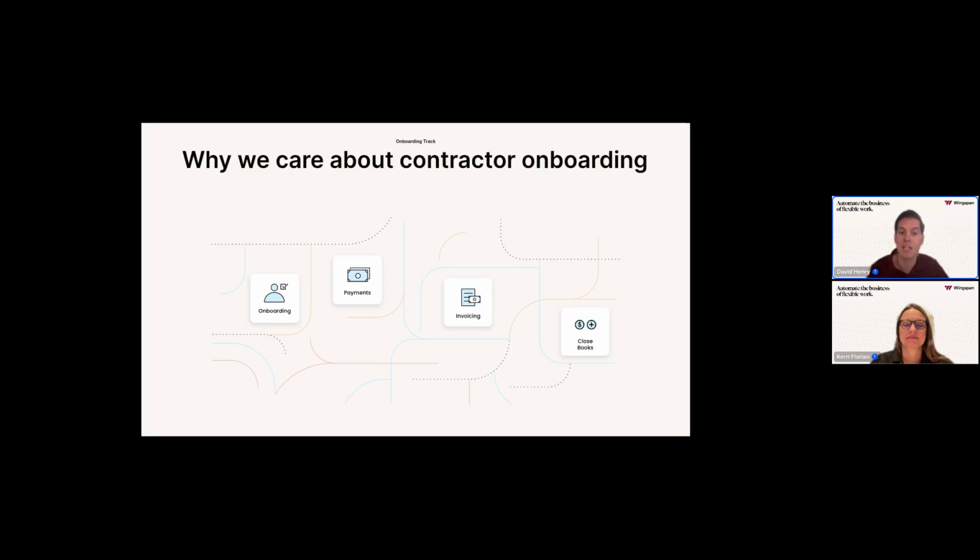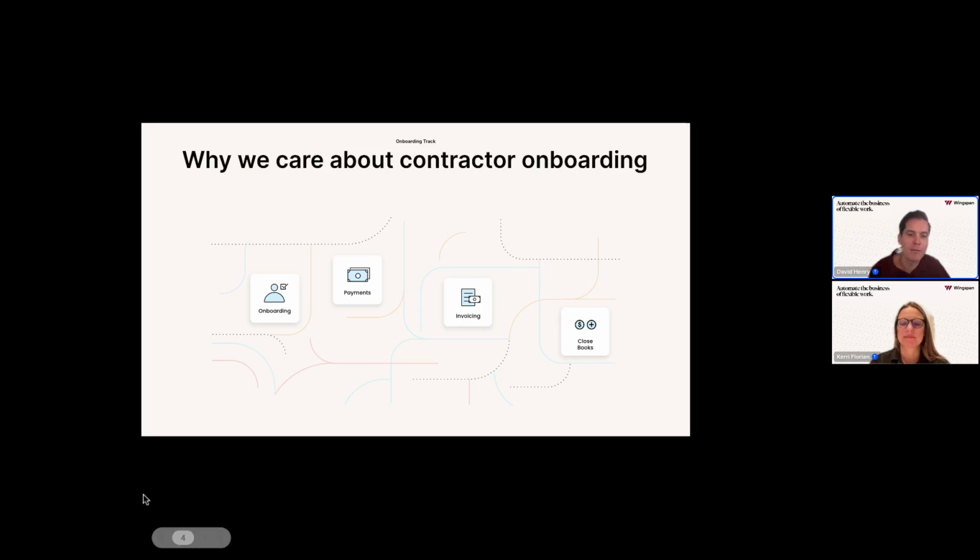So when it comes to things like processing payments, invoicing, and ultimately closing the books at the end of the month, quarter, or year, having really solid onboarding is absolutely critical to that being streamlined. Kerri, I'm curious, what role has onboarding played, especially when it comes to things going well for you as a finance leader? Share a little bit on that side of things.